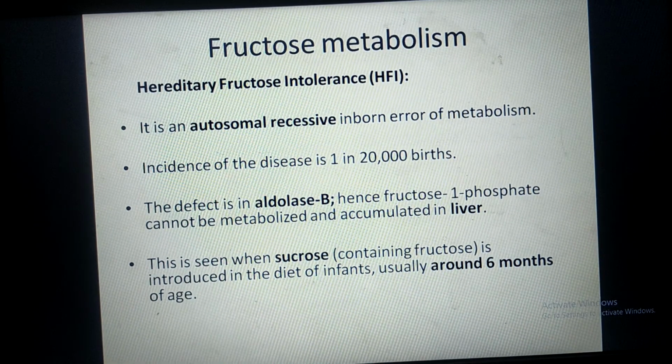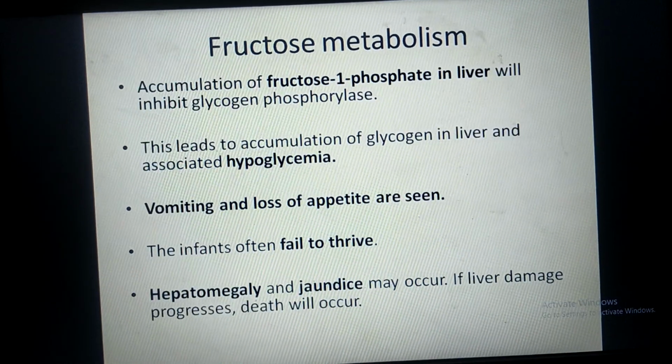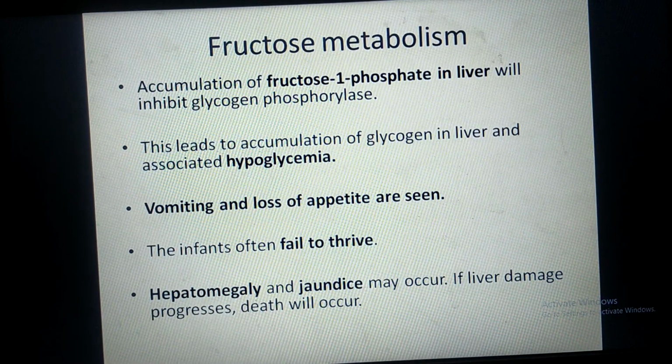which contains fructose. So when fructose 1-phosphate is accumulated in the liver, it inhibits the enzyme glycogen phosphorylase. Glycogen phosphorylase is the key enzyme of glycogenolysis. So glycogenolysis is inhibited. When glycogenolysis is inhibited, glycogen is not converted into glucose and the infant has repeated attacks of hypoglycemia.